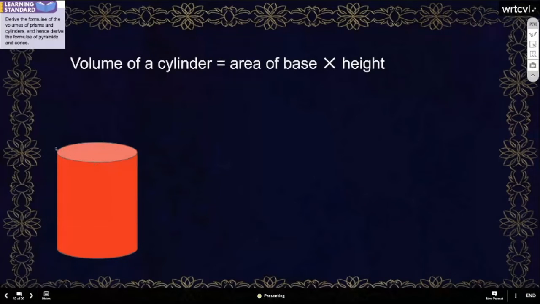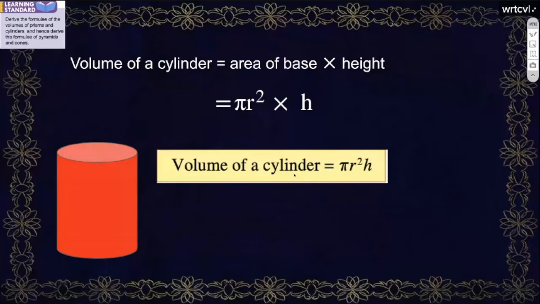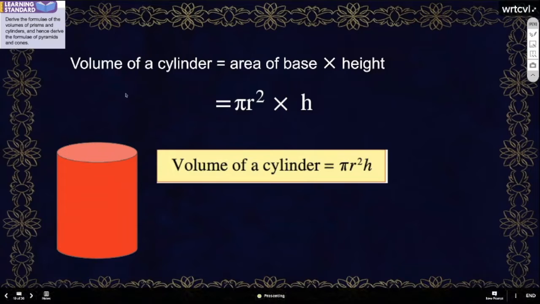So basically we relate all the shapes to the base. This is the circular base, and the area of the circle is pi r square. So pi r square times our height. This is the volume of a cylinder, pi r square h. When you see a shape with a circular base, it will definitely relate to pi r square. So remember, this is the volume of a cylinder. This is how we derive the formula for the volume of a cylinder.